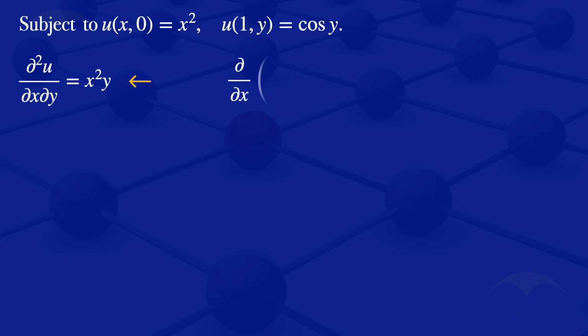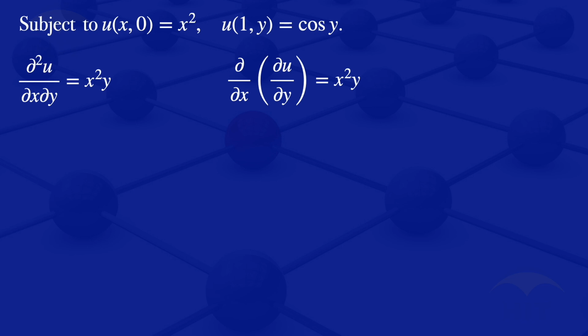What it is saying there, that's the partial derivative with respect to x of the partial derivative of u with respect to y is equals to x squared y. But when we have a partial derivative with respect to x and we need the function, what we do is we can integrate both sides with respect to x. So integrate both sides of this equation with respect to x. On the left-hand side, we'll just remain with the partial derivative of u with respect to y. Then on the right-hand side, we'll integrate x squared multiplied by y with respect to x.